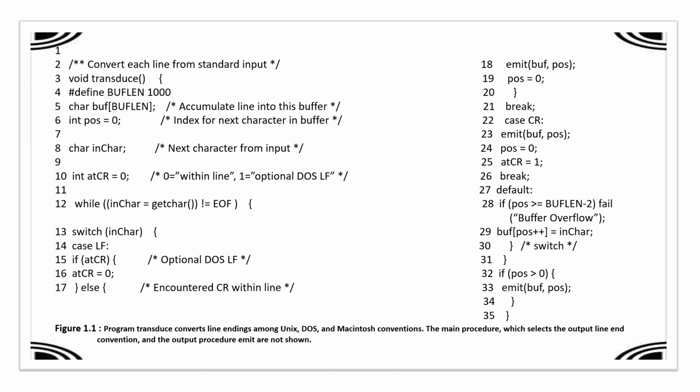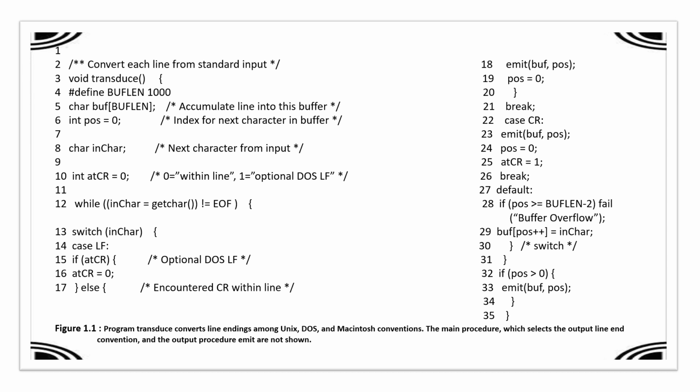Firstly, void transduce. It defines buffer length, that is the 1000 character buffer length. It accumulates the line into this buffer. int position = 0. char in_char, that is the next character from input. int at_cr = 0. while in_char = getchar() is not equal to EOF. EOF is nothing but end of file.